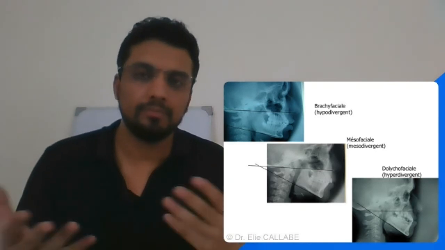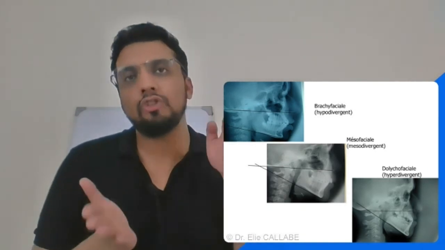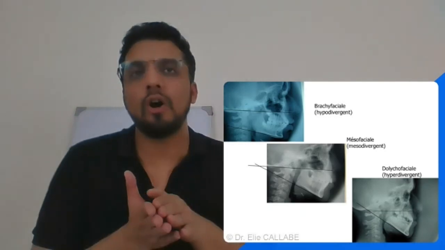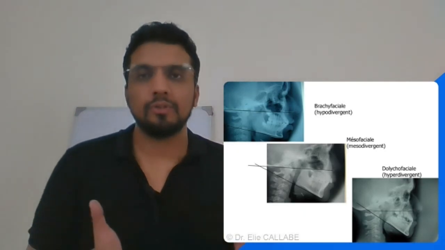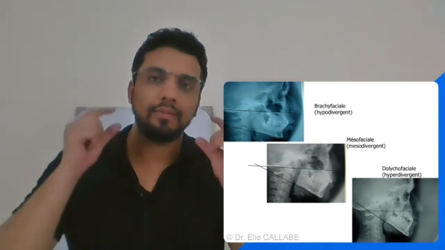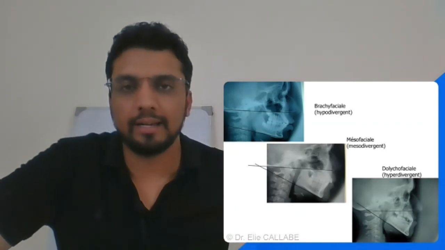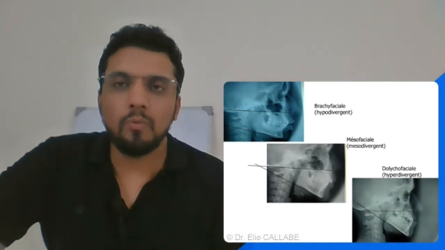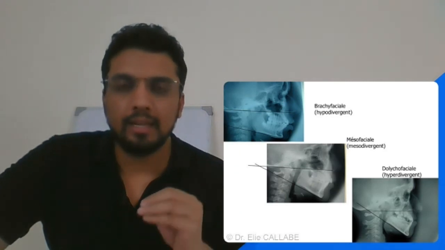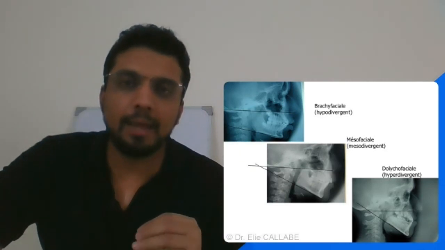In the hypo, it's clear from the word that these two planes are not much divergent. So the hypodivergent and brachiofacial faces are those faces that have the greater posterior facial height and a lesser anterior facial height. So now we are going to study what exactly happens which leads to the development of the hypo and hyperdivergent faces.